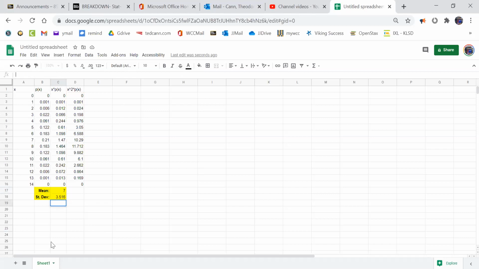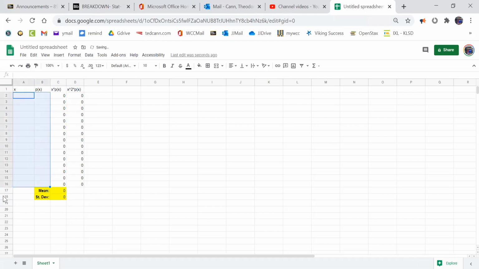Now, the benefit of using this kind of approach is if I wanted to change my data, since everything here is calling back to what's going on in C2 to C16, and everything in here is calling back to prior computations, I could change all these values here, you know, just wipe it all out and put in a different set.